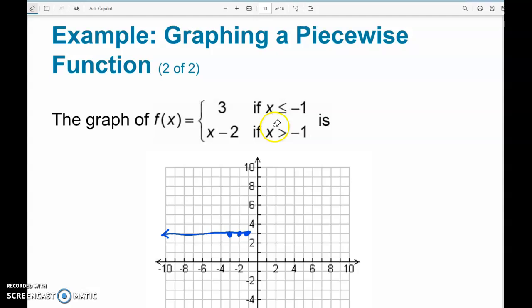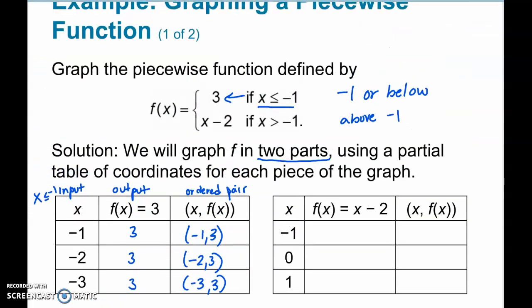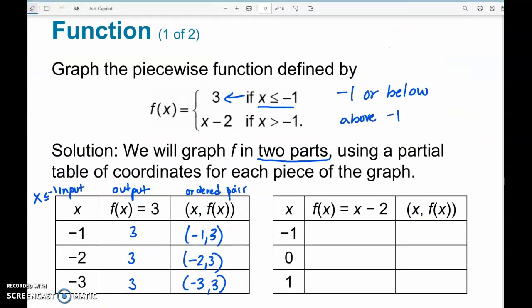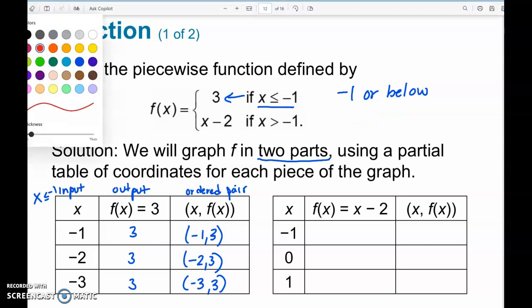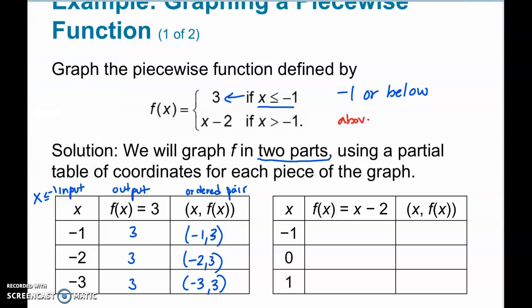Now I will go on and graph the other piece of the graph. I'm going to use a different color to indicate that I'm at above -1. Now we already know what's going to happen at -1. It's going to be 3. Now we'll talk about why they put this here in a minute. So I'm going to add one more table. This will be my input, this will be my output, and this will be my ordered pair column.